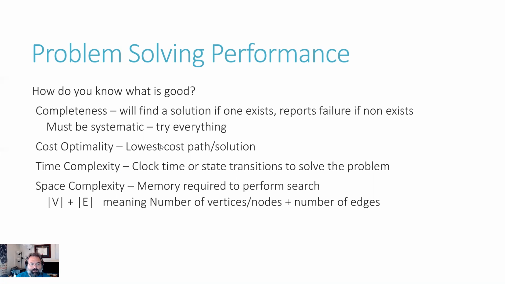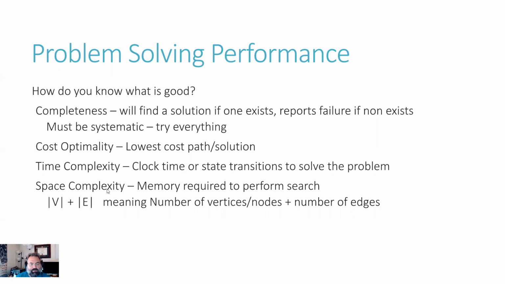Cost optimality is whether the lowest cost path can be found, basically the lowest cost solution or path. Again, to know that with certainty, you've got to evaluate all of the possible states to find the one, which is potentially expensive. Time complexity is literally the clock time or state transitions to solve the problem. So how long does it take you to find the solution? That's going to be a product of the number of nodes that can be produced, the number of decisions that can be made. But you can think of it simplistically: if you've got two decisions at every node, you're looking at something that's exponential by nature, right? So these search graphs get very large quickly.